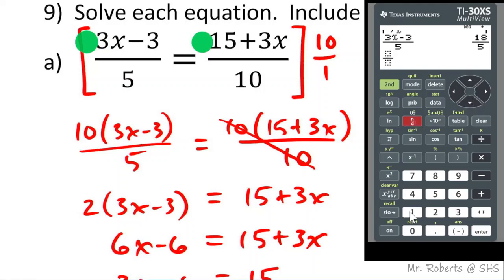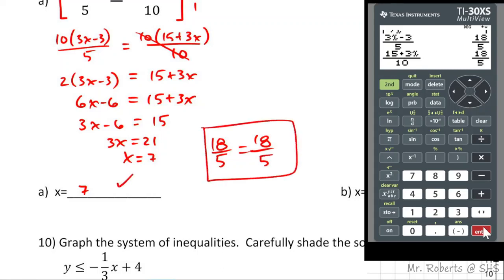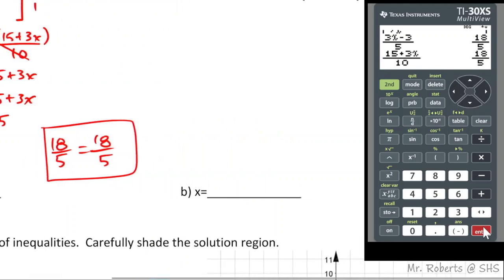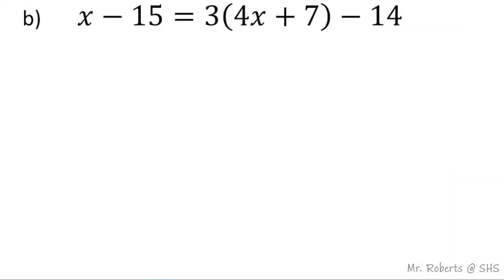We've got a fraction. I'm going to enter 15 plus 3x. And I'm going to divide this side by 10. And when I do, I get also 18 fifths. So when it says include a check here, it's something like this, as minimal as this. Hey, when I plug in the value, I can see that both sides become 18 fifths. And because 18 fifths is equal to 18 fifths, 7 is truly the value of x that makes this equation true.